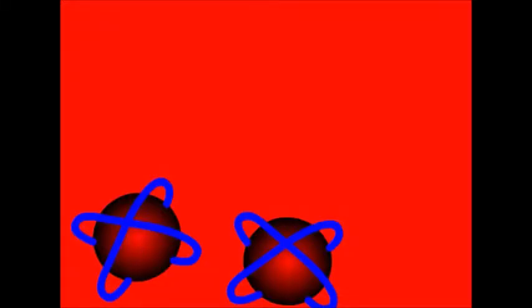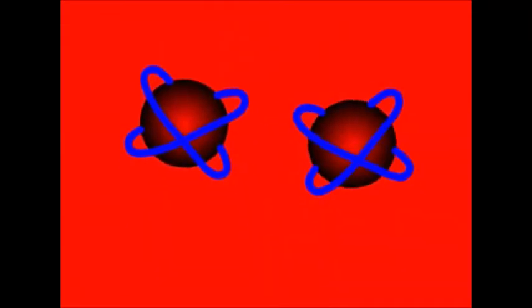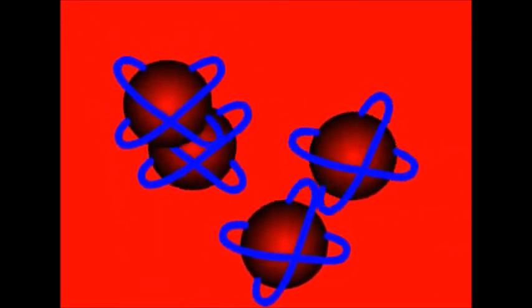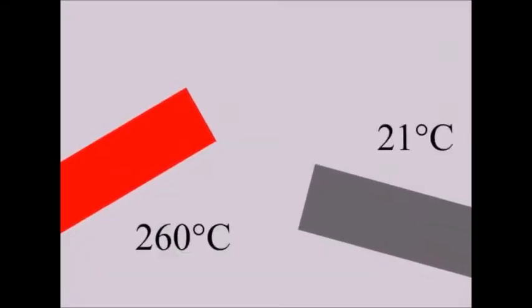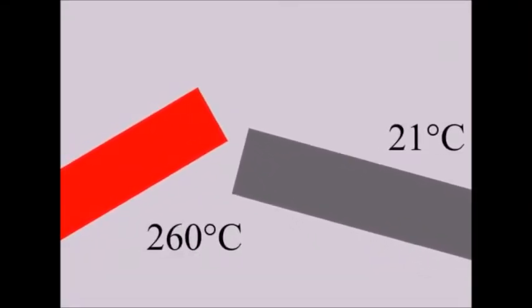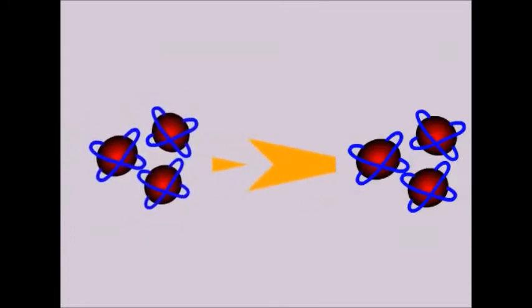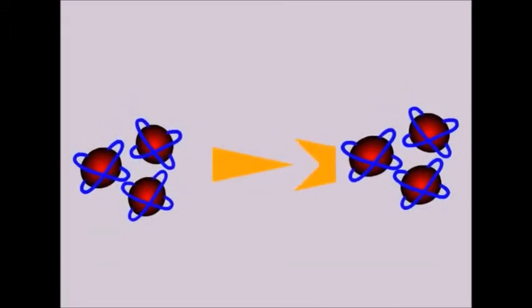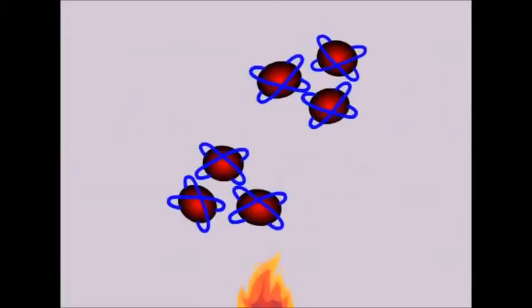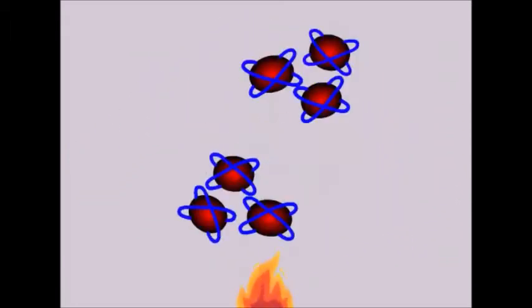Here is an example of conduction. The pipe on the left is 260 degrees Celsius, while the other is 21 degrees Celsius. In the 260 degrees Celsius pipe, the atoms are moving very rapidly and producing heat that is detectable by both touch and sight because of the glowing red. When the pipes come into contact with each other, the atoms in the hotter pipe transfer their energy to the cooler atoms, causing them to gain more energy and move faster.